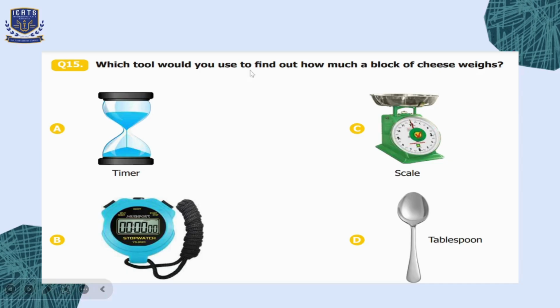Question number 15. Which tool would you use to find out how much a block of cheese weighs? Here, cheese is a solid and we can measure it in grams or kilograms. So option C will be the suitable scale to measure the weight of cheese.